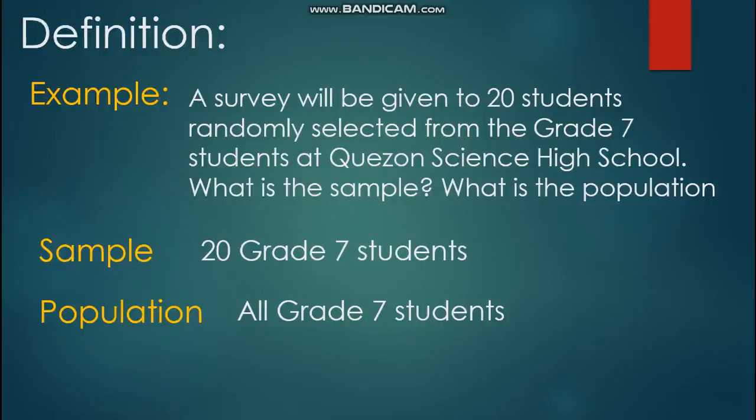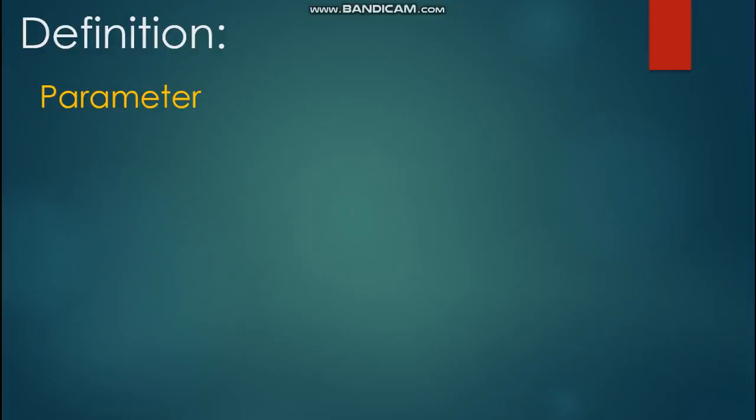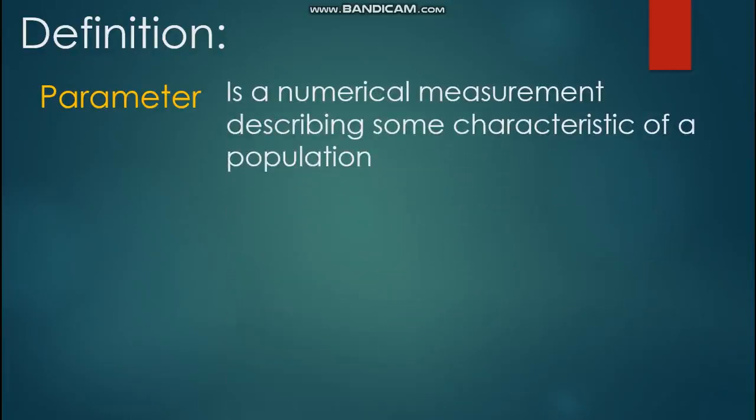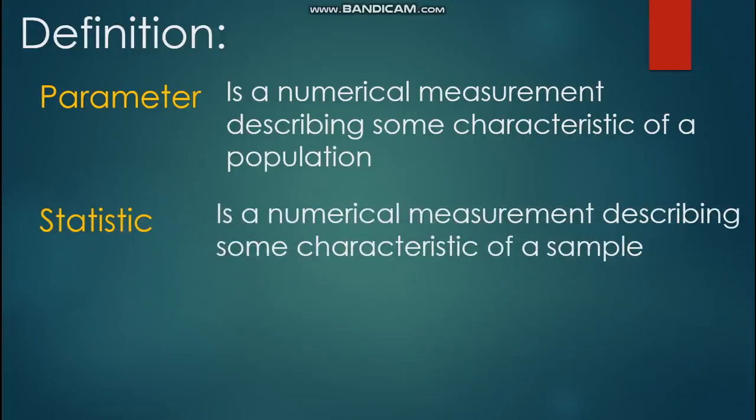Okay? Now, we have parameter. It is a numerical measurement describing some characteristic of a population. So, this means the numerical measurement that you obtain from the population is called parameter. While statistics is a numerical measurement describing some characteristic of a sample. So, if you did some measurement from the sample data, that numerical measurement is called statistics.